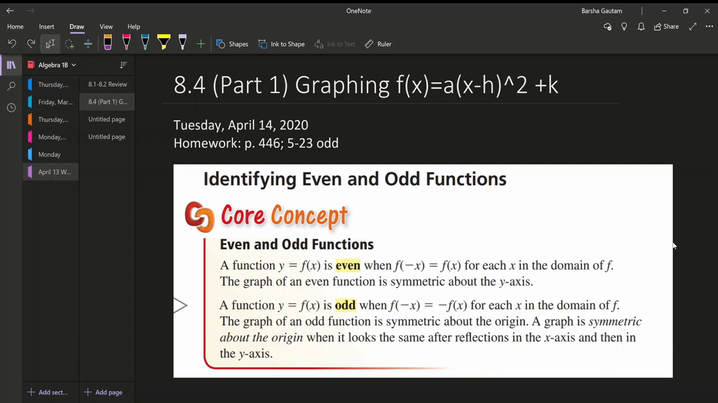Alright, today we'll be working on 8.4 part 1 of graphing f of x is equal to a times (x minus h) to the power of 2 plus k. So to start off with, we'll be working on even and odd functions. So go ahead and look at the core concept first. And this is on page 442.